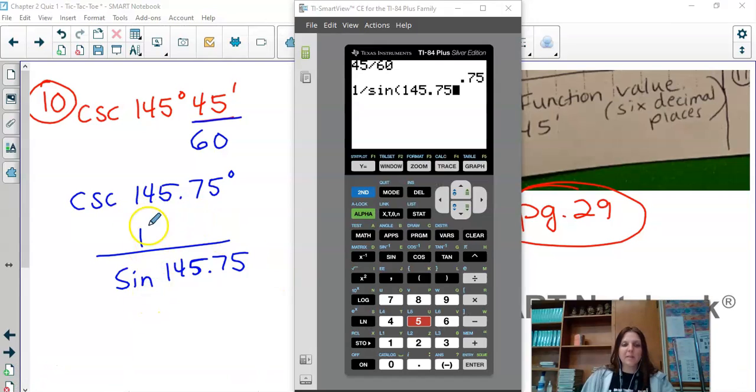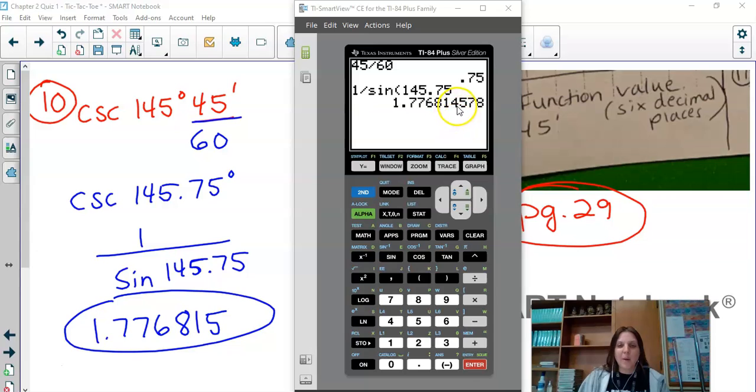Okay, so I typed it in like this, 1 divided by the sine, and I'm going to round it to 6 decimal places, 6 numbers after the decimal point. And I had to round up at the end because it's 814, and then it's followed by a 5. So 1.776815.